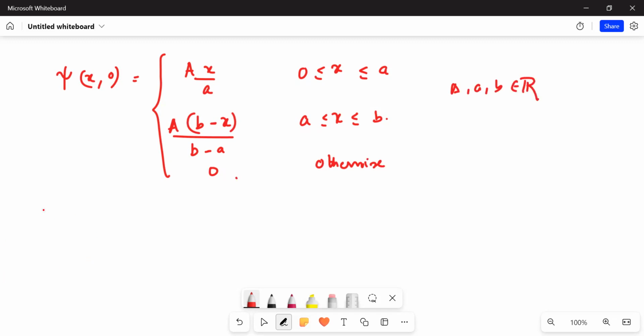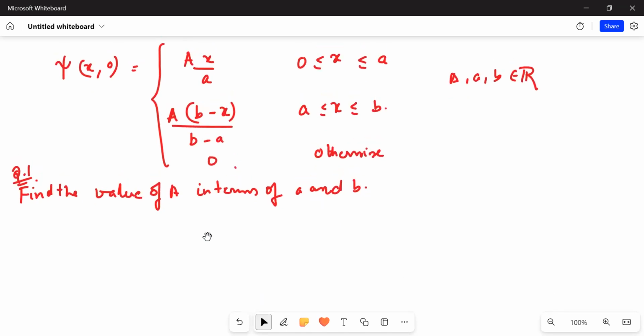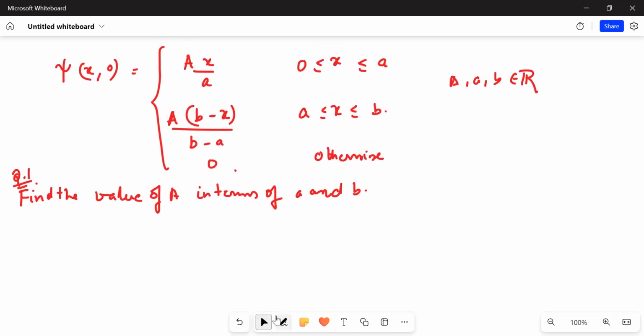That is, you want to find the value of a in terms of a and b. The first question: try to find the value of a and b in terms of your small a and small b. So how would you do that?